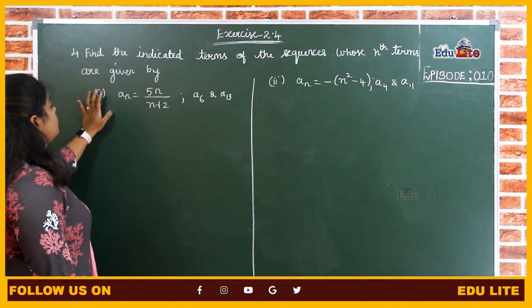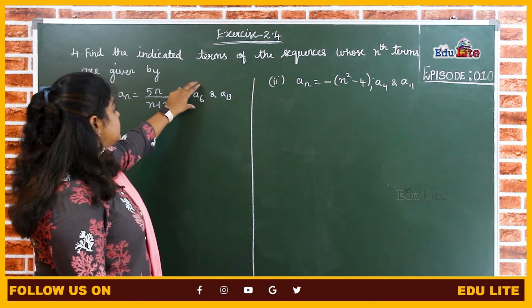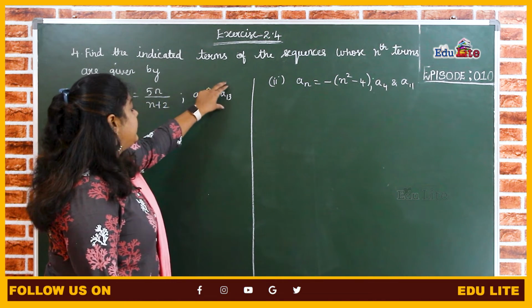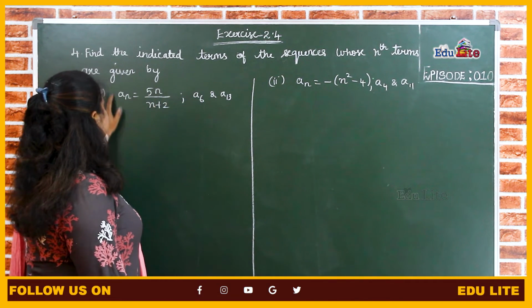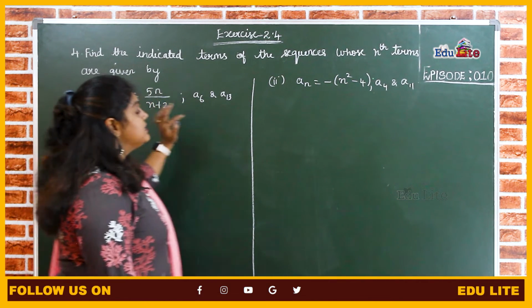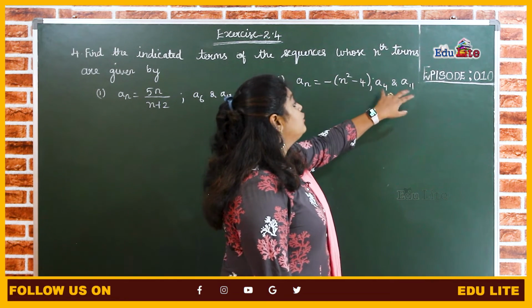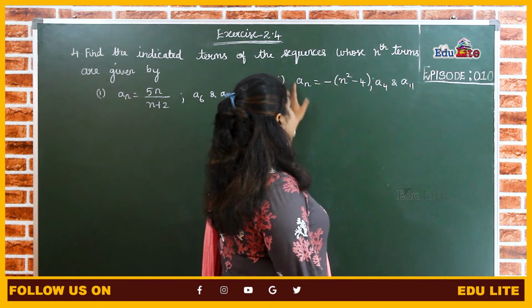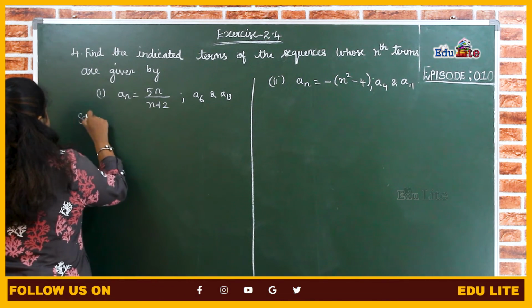In the fourth problem, what we have to do? We have to find the indicated terms. Indicated terms in the sense, we have to find A6 and A13 in the first subdivision. For finding A6 and A13, we are given with the nth term as such. Similarly, for the second subdivision, we have to find A4 and A11. To find these two terms, we are given with the nth term as such. We will do it one by one.